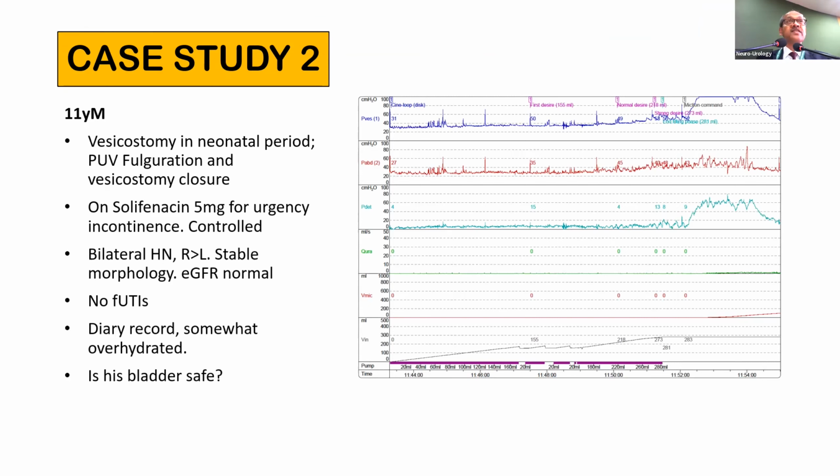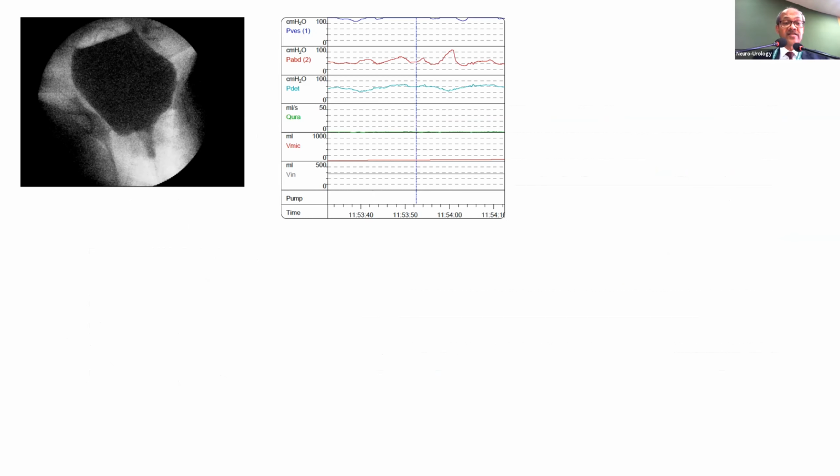That's the urodynamic trace for this boy. And you can see here again, a normal capacity, normal storage pressures. The compliance is good. There are no phasic contractions during voiding. It appears like an obstructed bladder with a high pressure and a slow flow and a large residue.